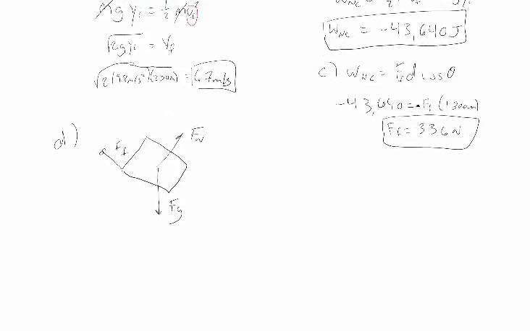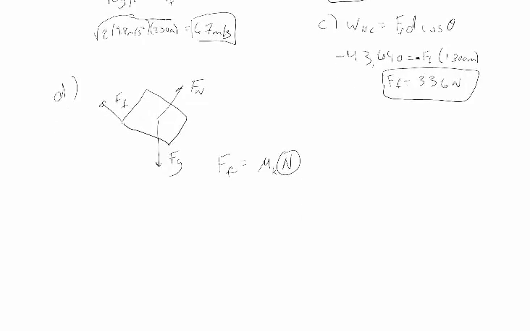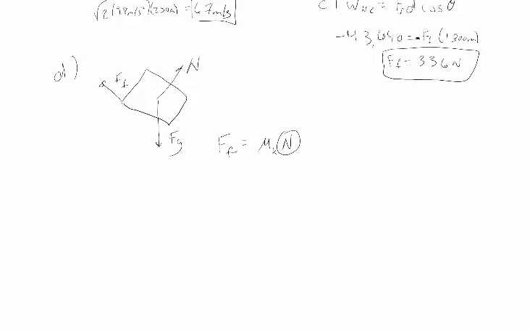If we look at this free body diagram, we see that we already have the force of friction. What we need right now is the fact that the force of friction is always equal to mu, the coefficient of friction, so it's kinetic friction in this case, times the normal force. But we don't know what that normal force is right now. But we can find it if we just look at the y component of our force diagram.